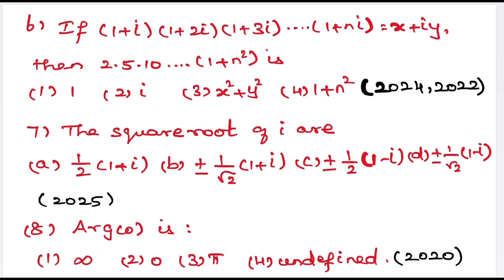Next problem. If 1 plus i, 1 plus 2i, 1 plus 3i, etc. 1 plus ni is equal to x plus iy, then 2 into 5 into 10 etc. into 1 plus n square is. This is the 2024 and 2022 Lakshya question.